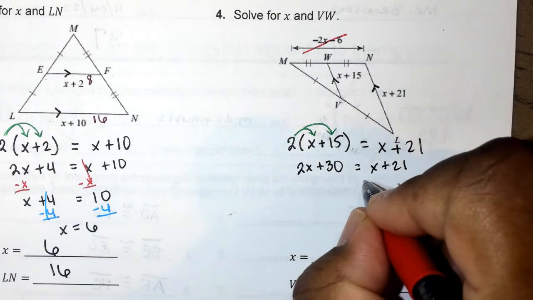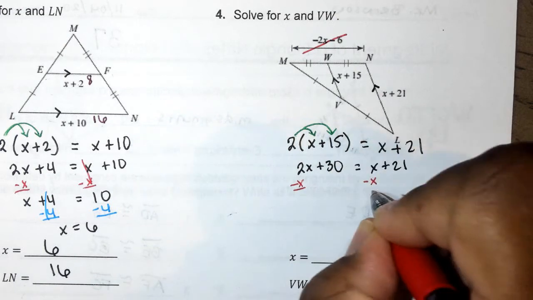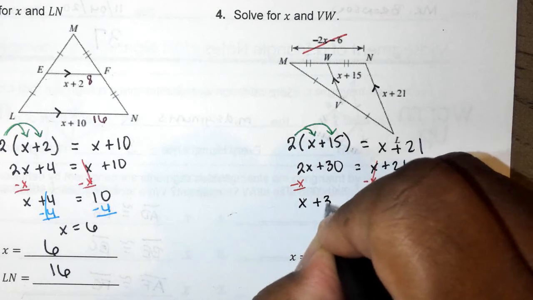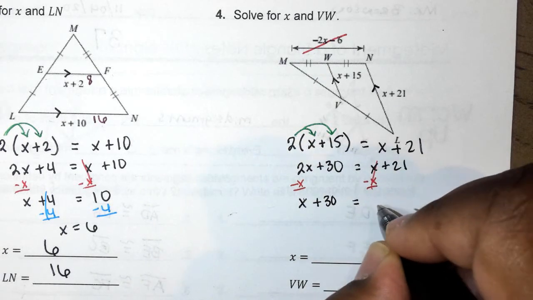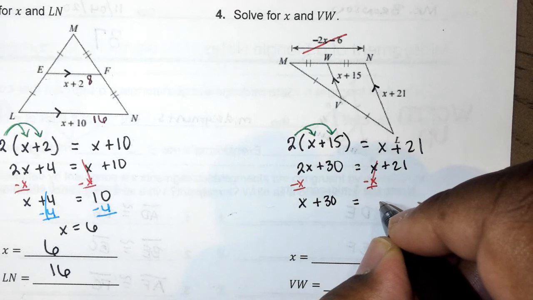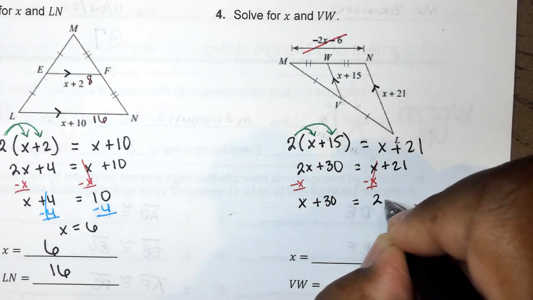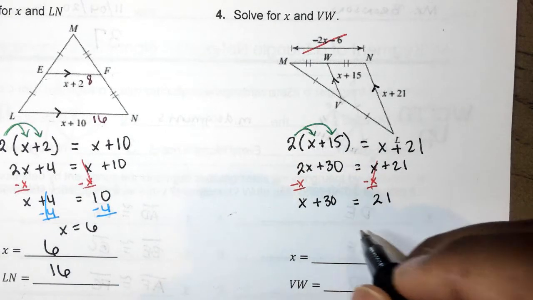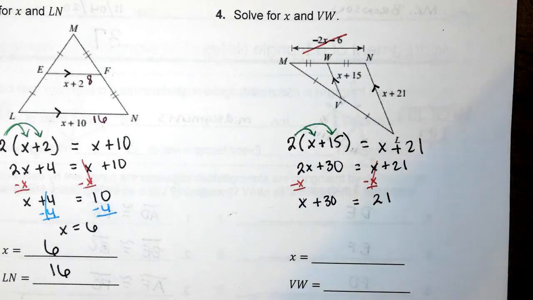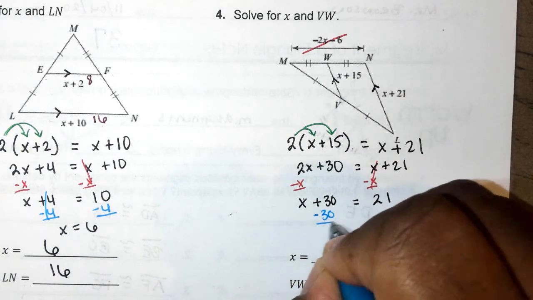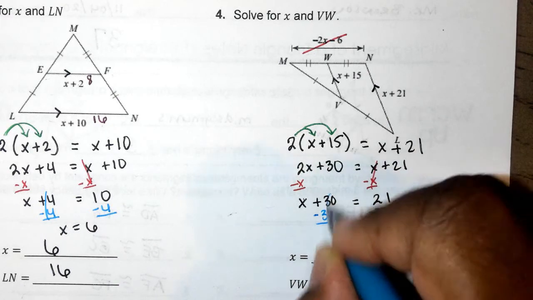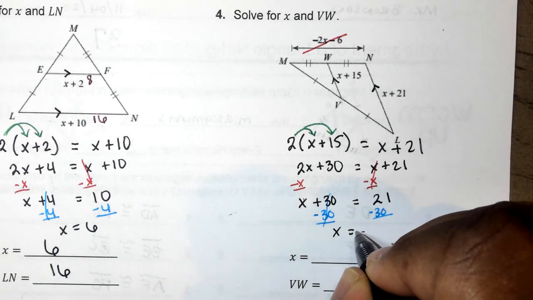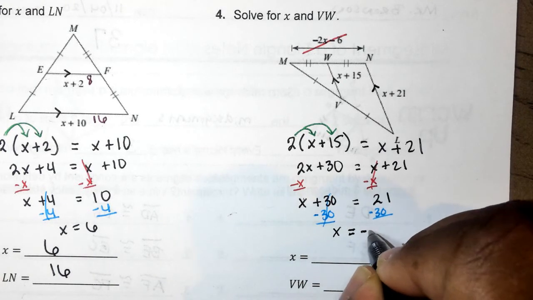Subtract x, it cancels. x plus 30 equals 21. And then what is it? Subtract 30. Subtract 30. x equals, and some of y'all are gonna get nervous and start thinking you did something wrong. x equals -9.